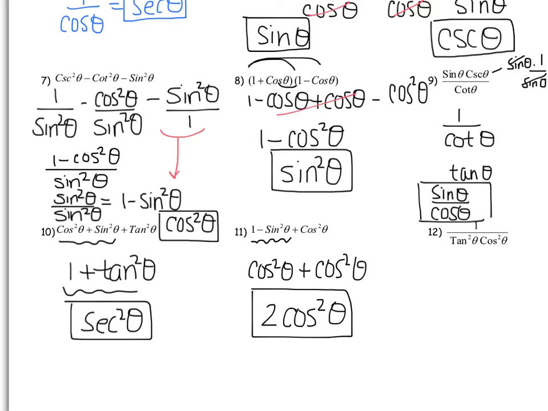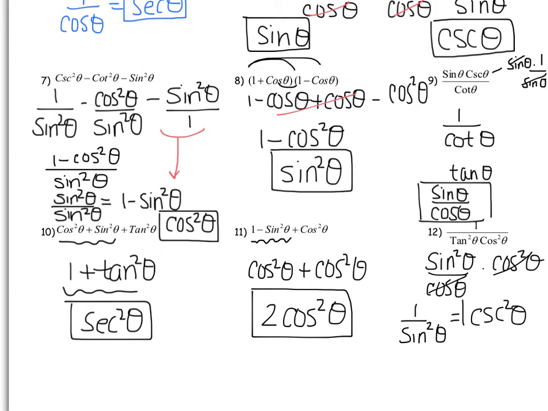Okay, number 12. Before I divide 1 over this stuff, let's simplify it. So tangent squared is sine squared over cosine squared. And cosine squared is just cosine squared. So these can cancel. So my bottom is just sine squared. And my top is 1. So what is 1 over sine squared? Cosecant squared theta. Final answer.